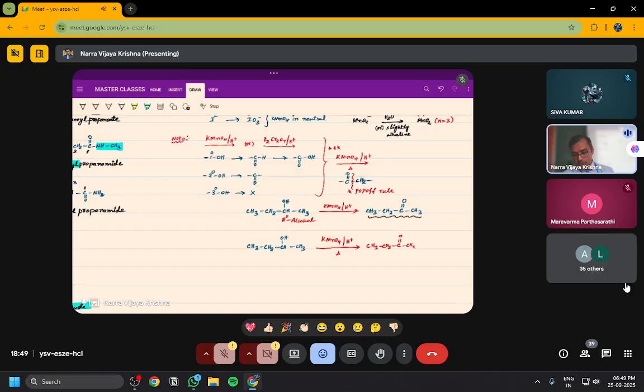So the C double bond O group should go to the smaller chain, meaning it has to break here. Correct? So based upon Popov rule, now tell me what should be the product. This will convert into acid, that also converts into acid. So I will get 2 moles of acetic acid.